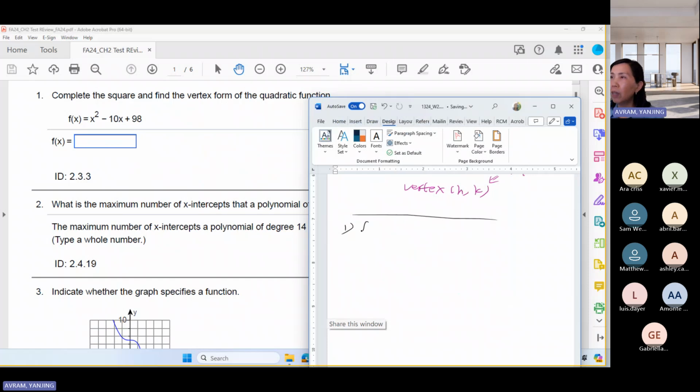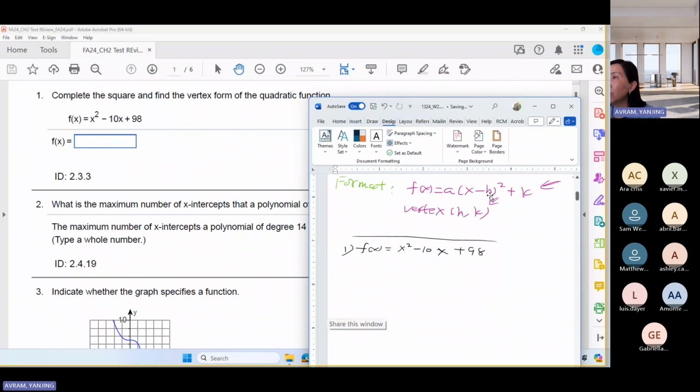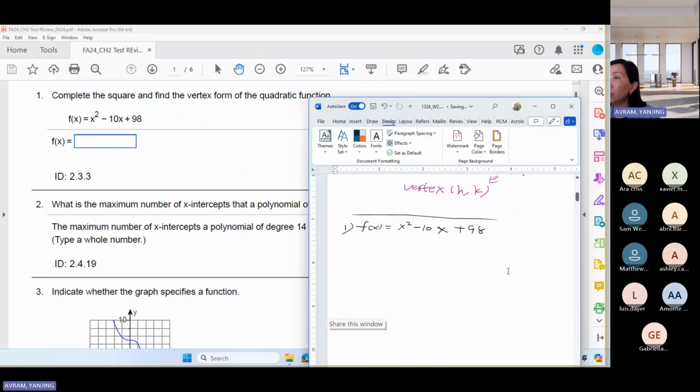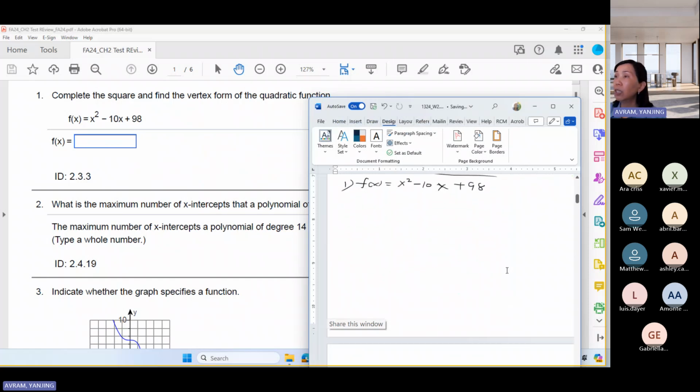We want f of x equal to x squared minus 10x plus 98, right? So I want to complete it into this form: a times x minus h squared plus k. That's called completing the square. Since my coefficient a is 1, I just need to add a number and then minus a number. And don't forget, I have a plus 98 in here.